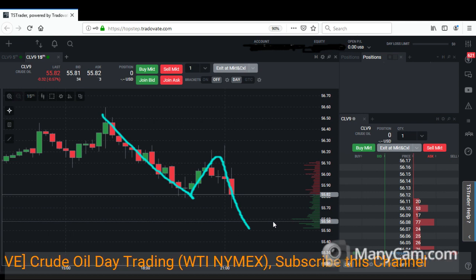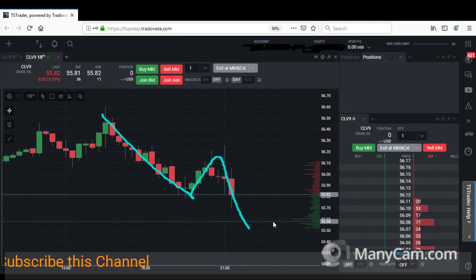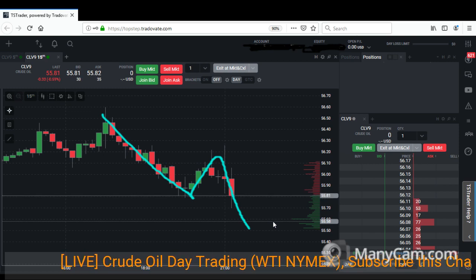And now we are supposed to wait and wait and wait. So with my setup, there will be a lot of signals. It doesn't matter whatever time frame. So this setup is 100% technical.